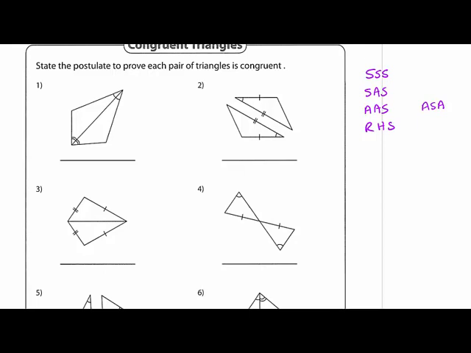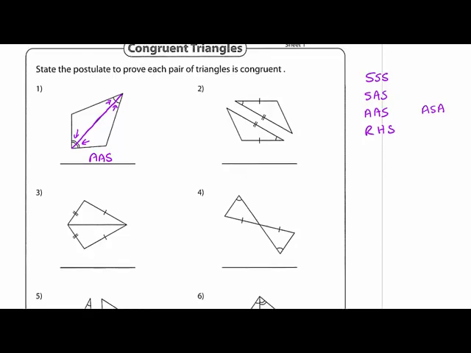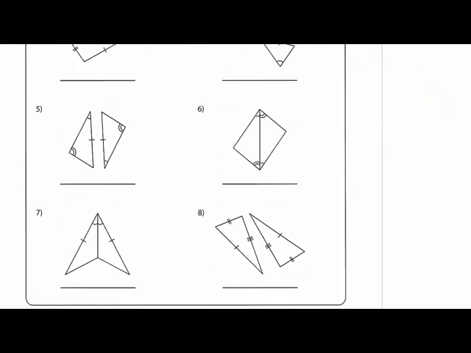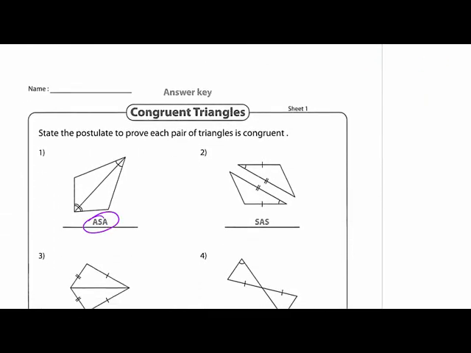So if we look at the first one, we have that this angle is the same in each one, this angle is the same in each one, and we have a common side. So two angles and a side makes me think that that one should be AAS. Now you should be able to do that sheet now. Notice they called it ASA in their answers.